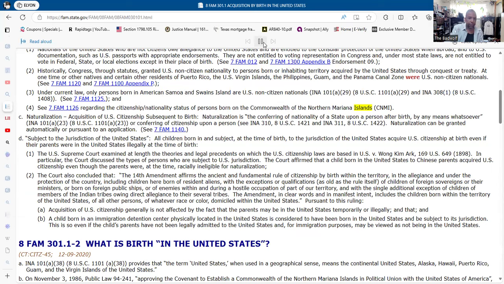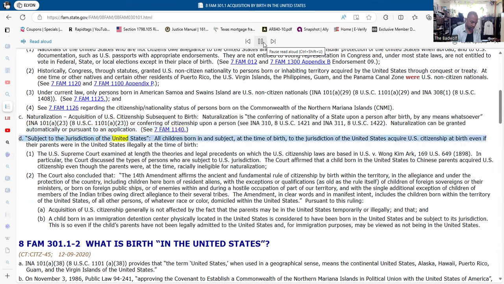We can read on. Islands, CNMI. C. Naturalization, acquisition of U.S. citizenship subsequent to birth. Naturalization is the conferring of nationality of a state upon a person after birth, by any means whatsoever, INA 101(a)(23), 8 U.S.C. 1101(a)(23), or conferring of citizenship upon a person, see INA 310, 8 U.S.C. 1421 and INA 311, 8 U.S.C. 1422. Naturalization can be granted automatically or pursuant to an application. See 7 FAM 1140.